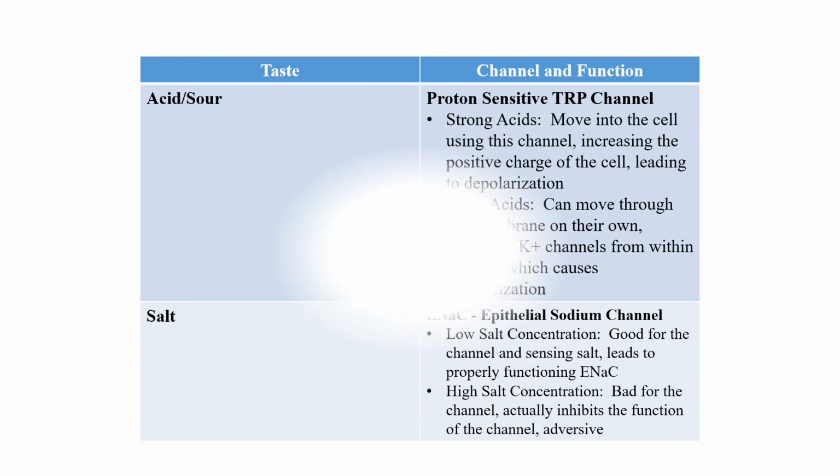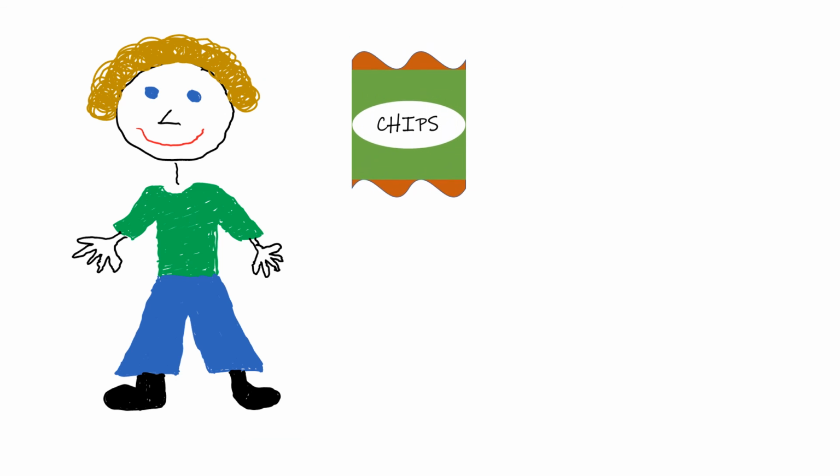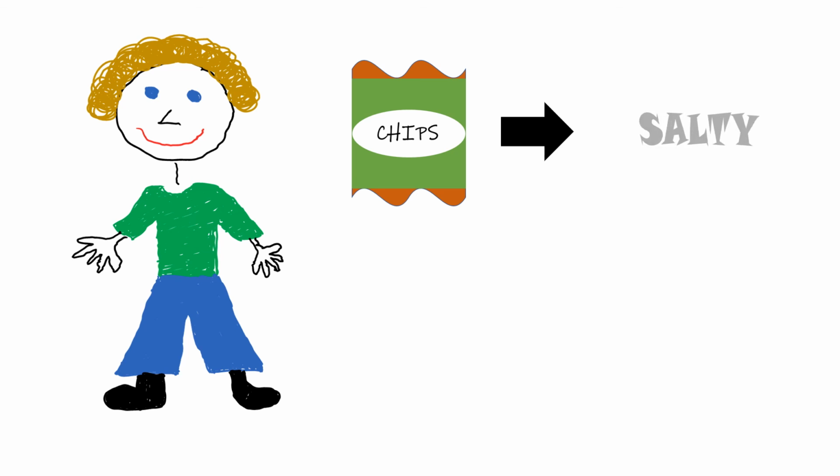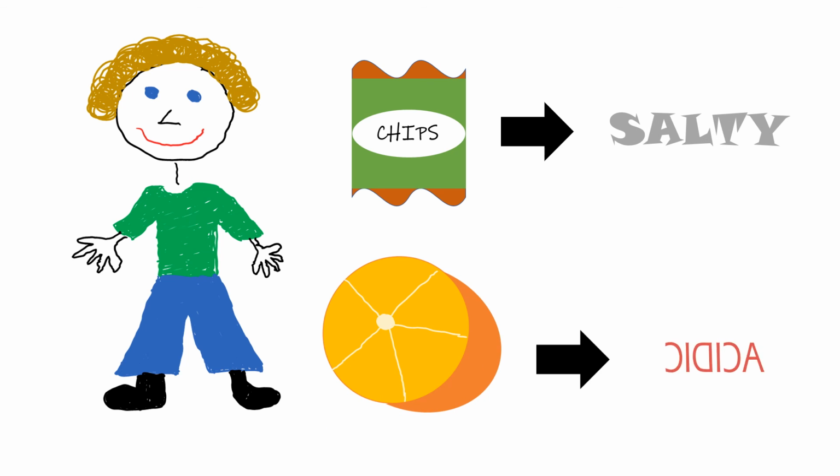As a recap, the taste sensing processes for salty and acidic foods are accomplished using proton and sodium sensitive channels, and strong and weak acids or high and low salt concentrations can have different effects on each of these channels. So now Frank doesn't have to worry that he won't be able to identify his chips as tasting salty or his oranges as tasting acidic.